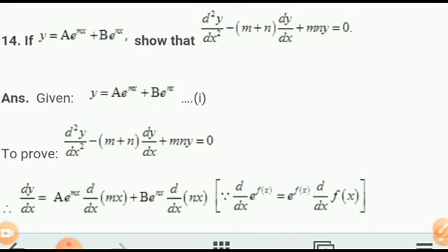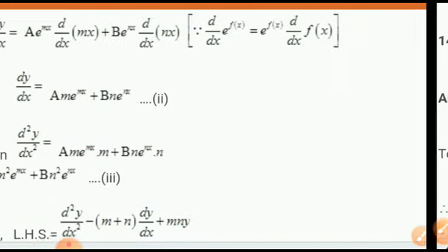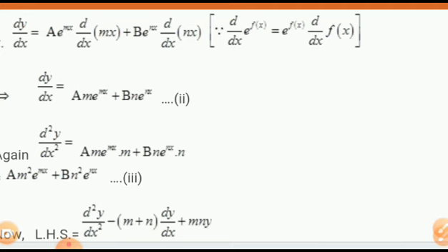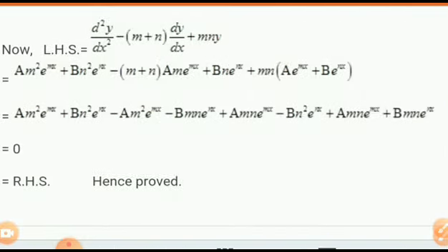Similarly, for the next question, y is given to be a into e raised to mx plus b into e raised to nx. I have to prove d2y by dx square minus m plus n dy by dx plus mny is equal to 0. This I am not going to explain. You have to try it yourself. In the video it is there, but without looking at the video, pause the video and try to do it, and check whether you are going to get the given thing or not.